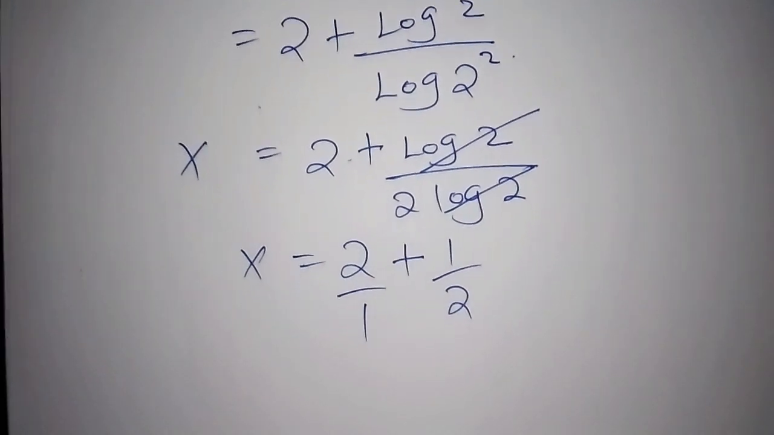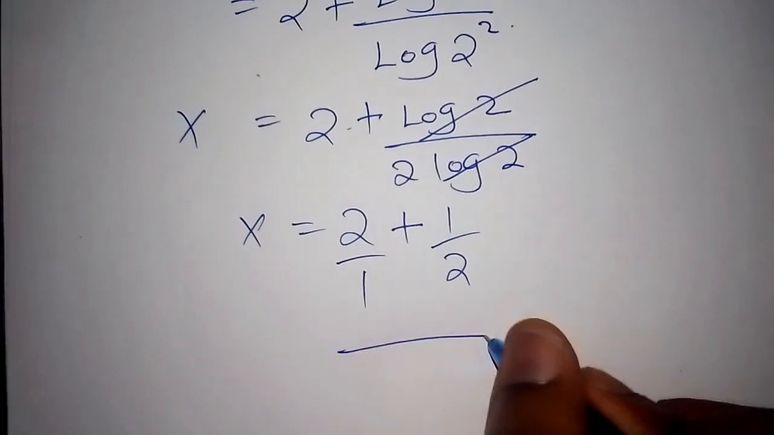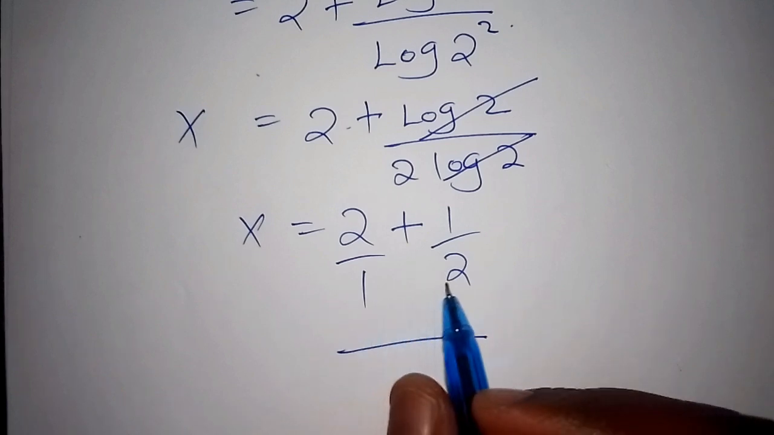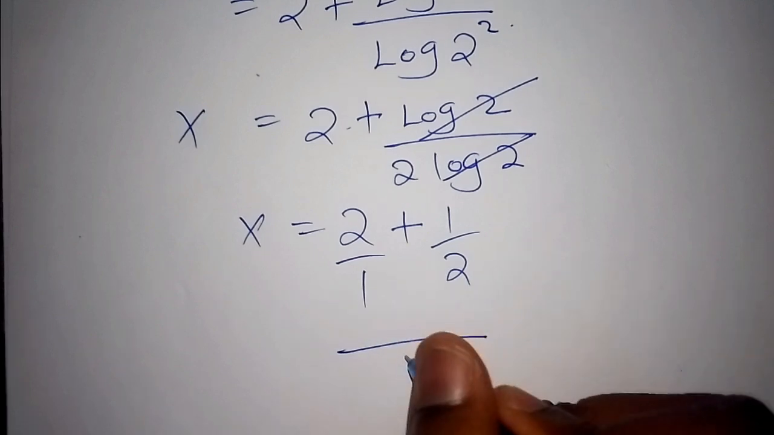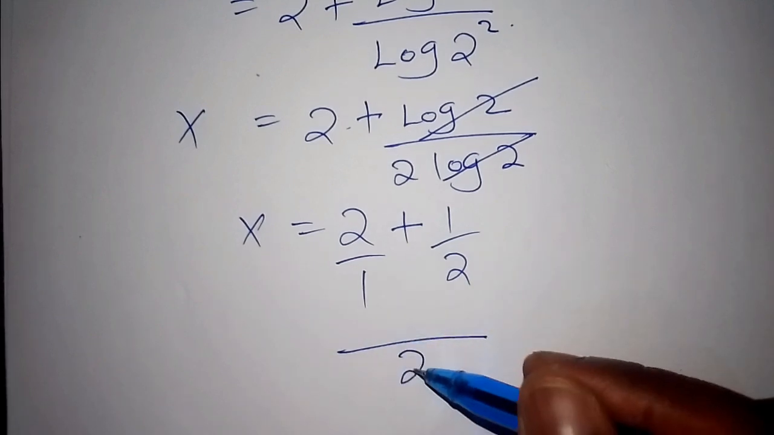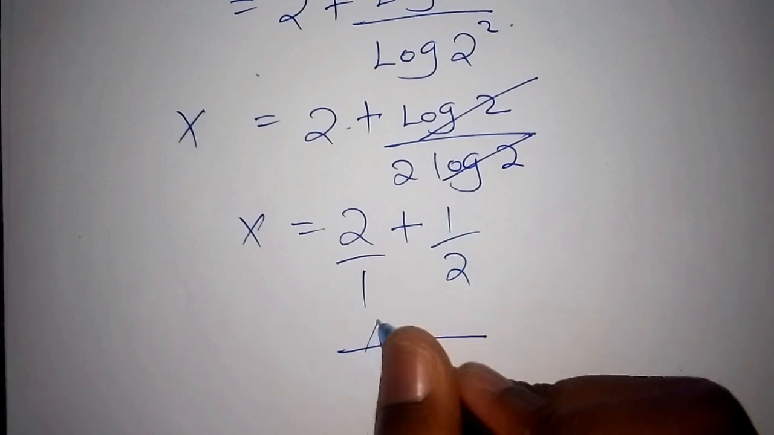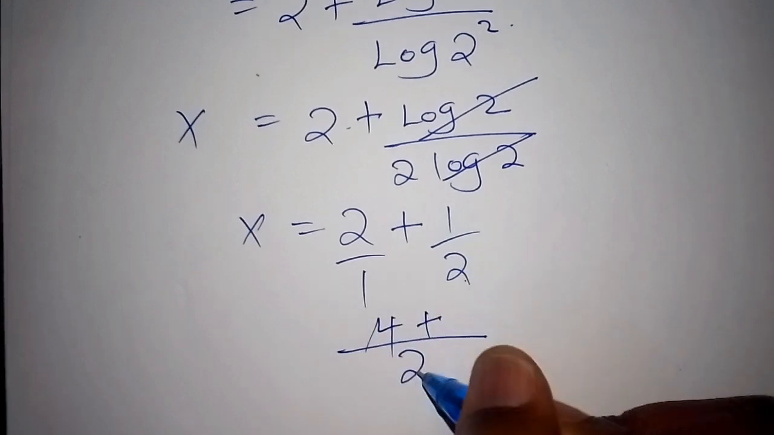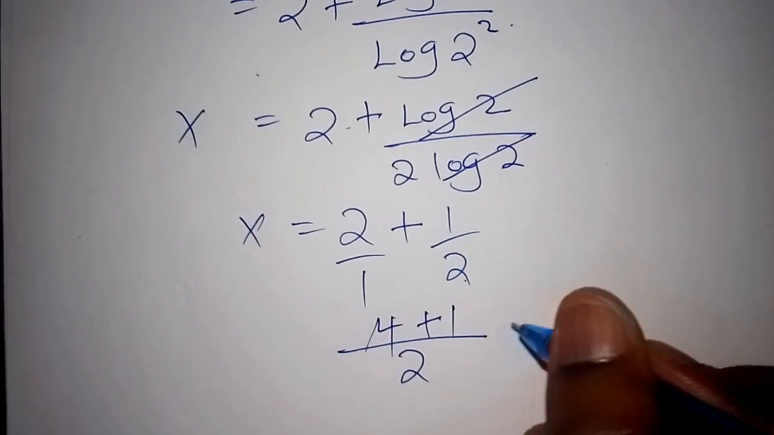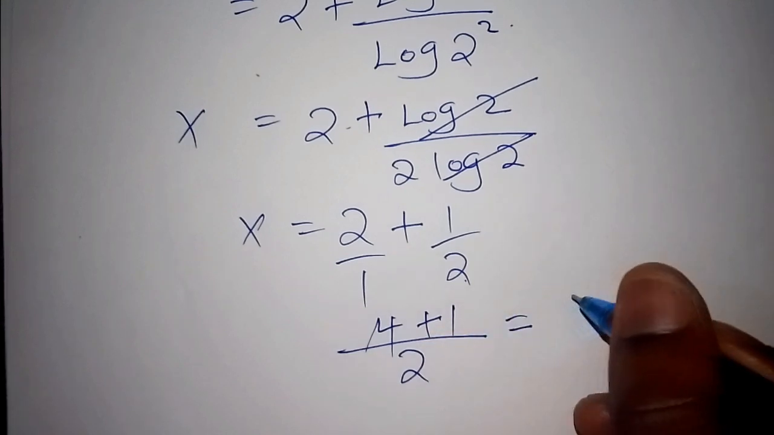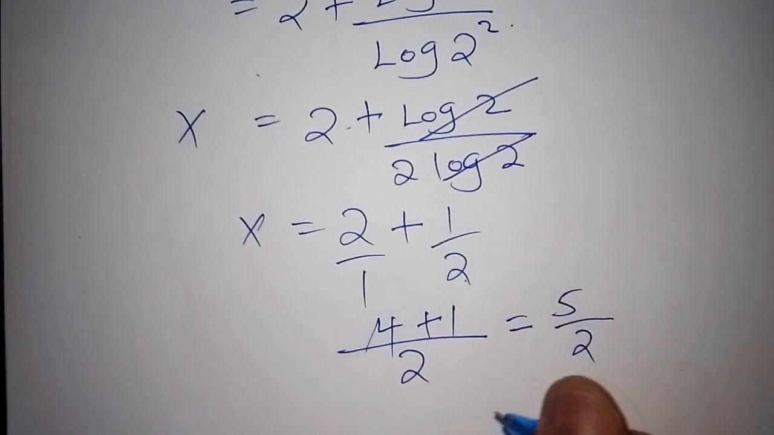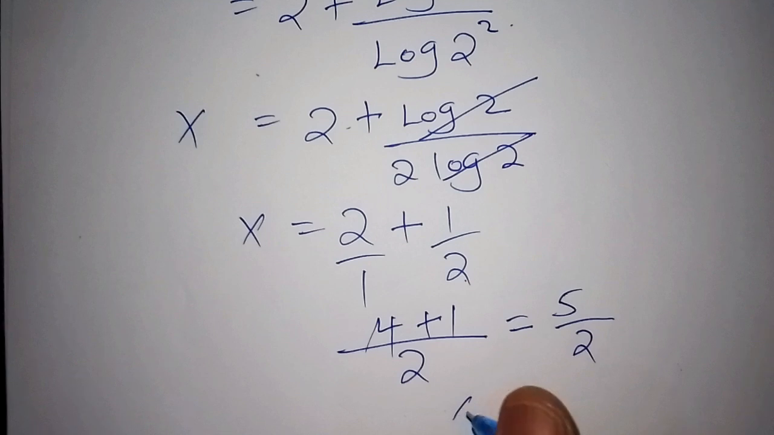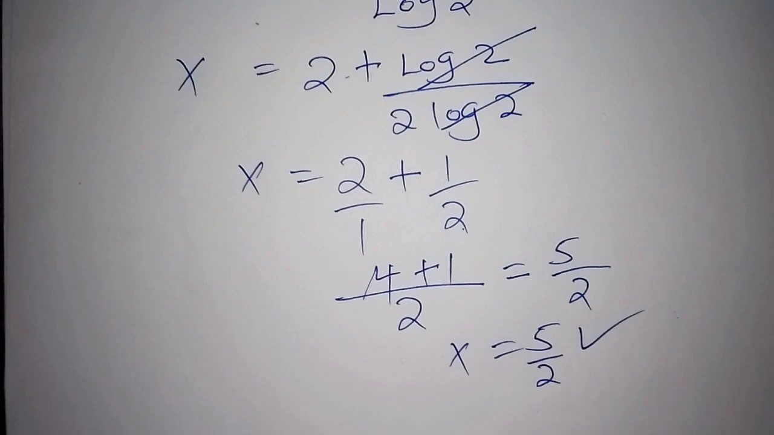Now we can work out this fraction and find the LCM. The LCM of 1 and 2 is 2. So 2 goes into 1 twice, and 2 times 2, we shall have 4. Plus 2 into 2 is 1, and 1 times 1 is 1. So when you work this out, 4 plus 1 is 5 over 2. So our x here is equal to 5 over 2. That one makes it the correct answer.